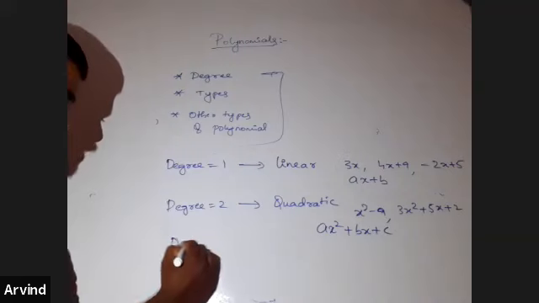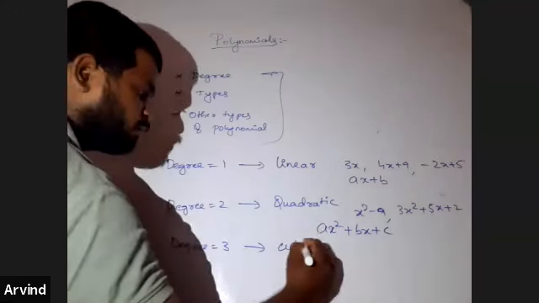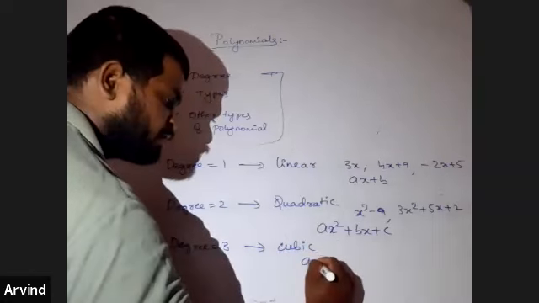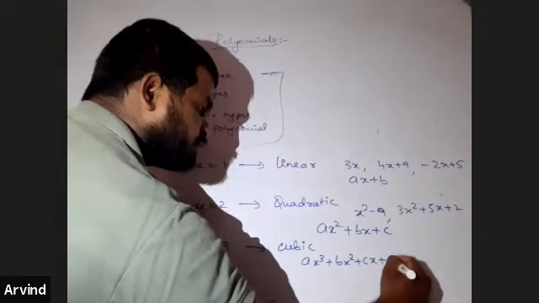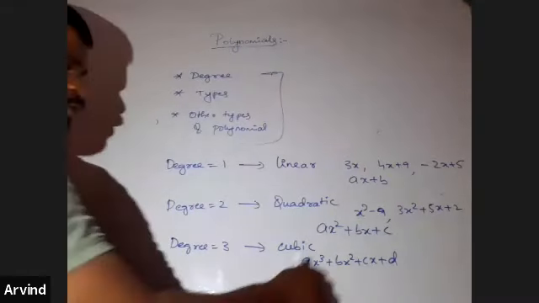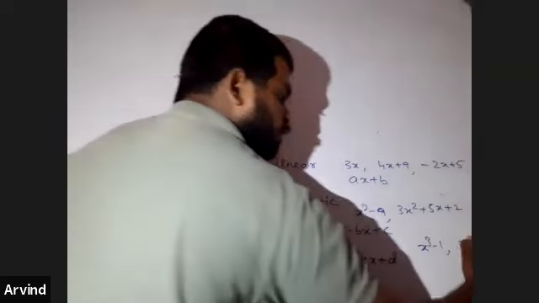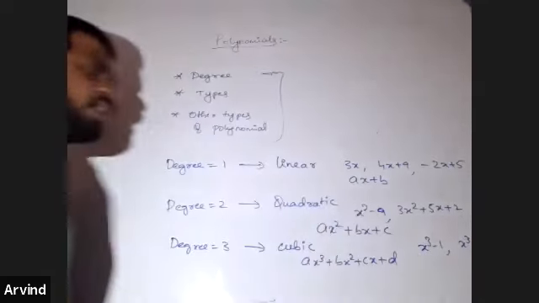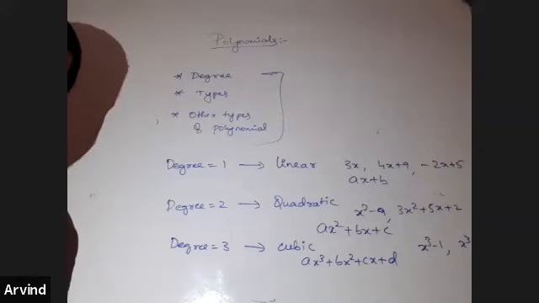And if the degree is 3, we call it cubic. The standard form is ax cube plus bx square plus cx plus d. Decreasing orders of powers are x cube, x square, x and d. Some examples: x cube minus 1, x cube plus 1. All these are cubic polynomials. Okay. Is there any doubt?